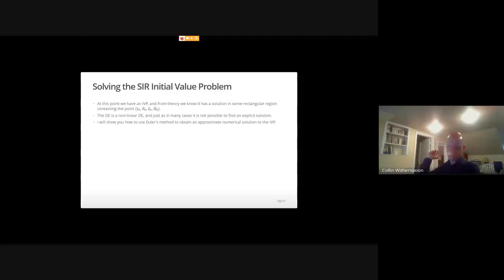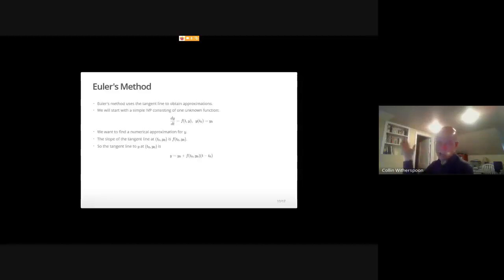So Euler's method. What Euler's method uses is the tangent line, okay, to obtain approximations. All right. So I'm going to start with a simple one so you get the idea instead of complicating it with having a system at this point. So we're going to start with a simple initial value problem consisting of one unknown function, okay? We're just going to have that function be y, with initial value y at t naught equals y naught, okay? So we want to find a numerical approximation for y, and you'll understand what that means in a few minutes, okay? Remember, like I said, Euler's method uses the tangent line.